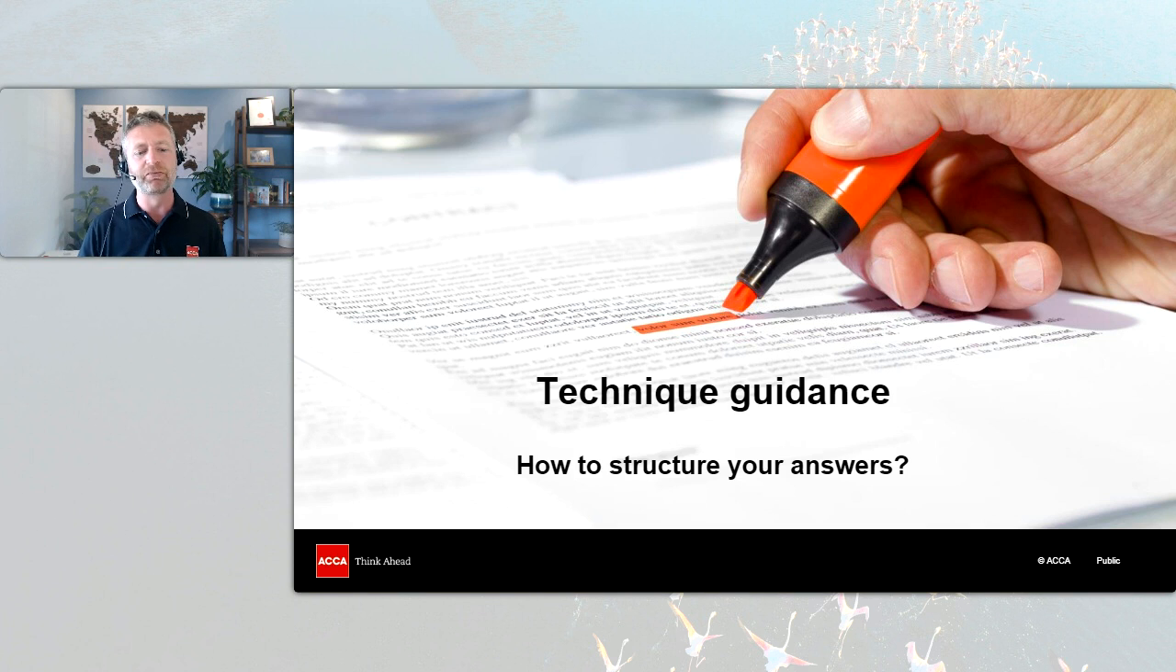So starting off with question 1, the case study question, the big 50 marker. There are professional skills marks to be had for structuring your answer. We're going to make sure in this session you know how to earn those, and also how to structure your answer in a way that makes sure you earn as many technical marks as possible.